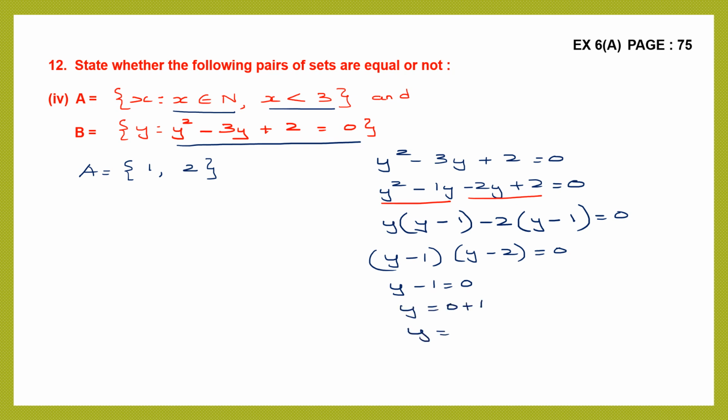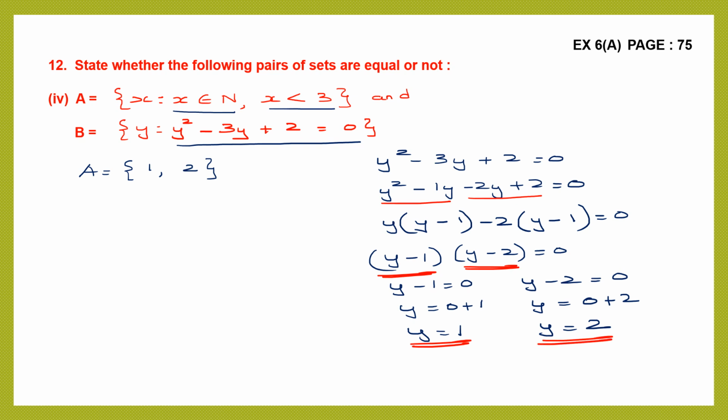Y is equal to 1. So I have solved this and I have found the value of y here. Y is equal to 1. Now let's take up this one. Y minus 2 is equal to 0. So y is equal to 0 plus 2, or y is equal to 2. So I've got the value here also, y is equal to 2.